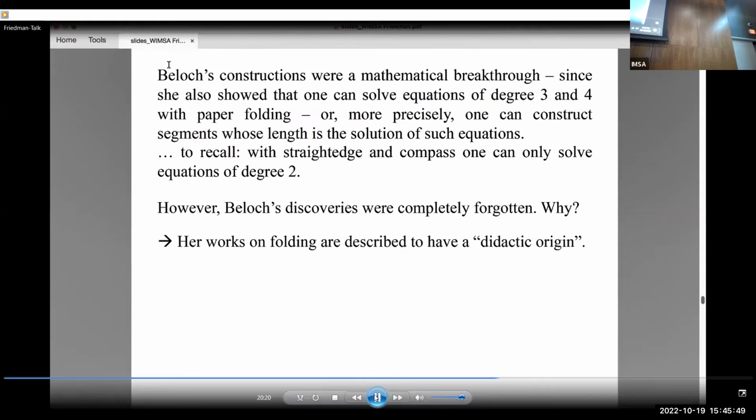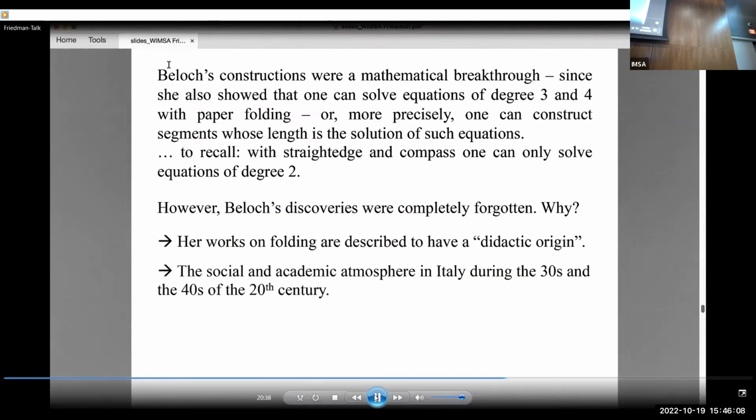Indeed, after 1936, Beloch did not refer again to her own theorems on folding-based geometry until 1953, where she combined her findings in her book on lectures on mathematics, which stemmed from her lectures for students. The second reason concerned the social and academic atmosphere in Italy during the 30s and 40s of the 20th century.